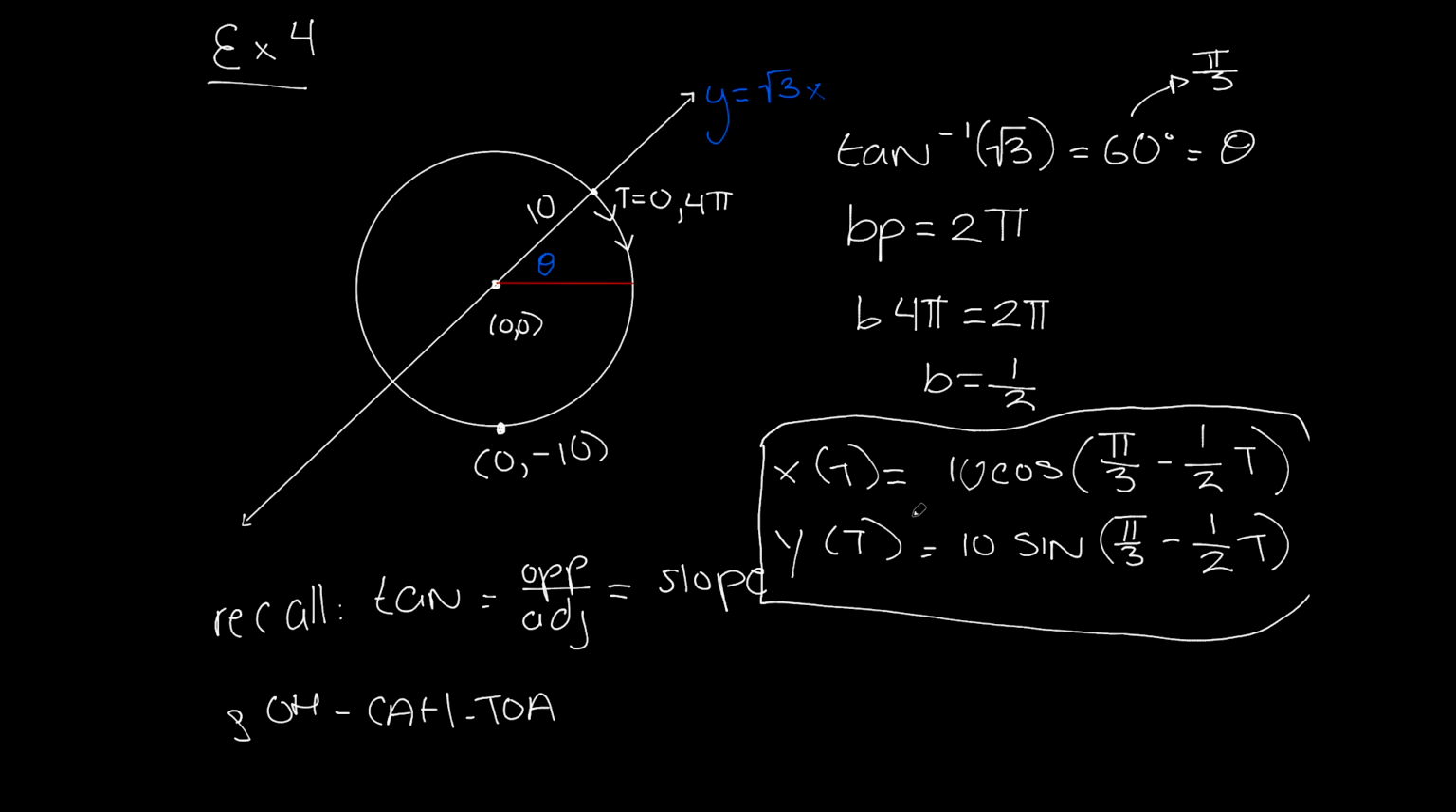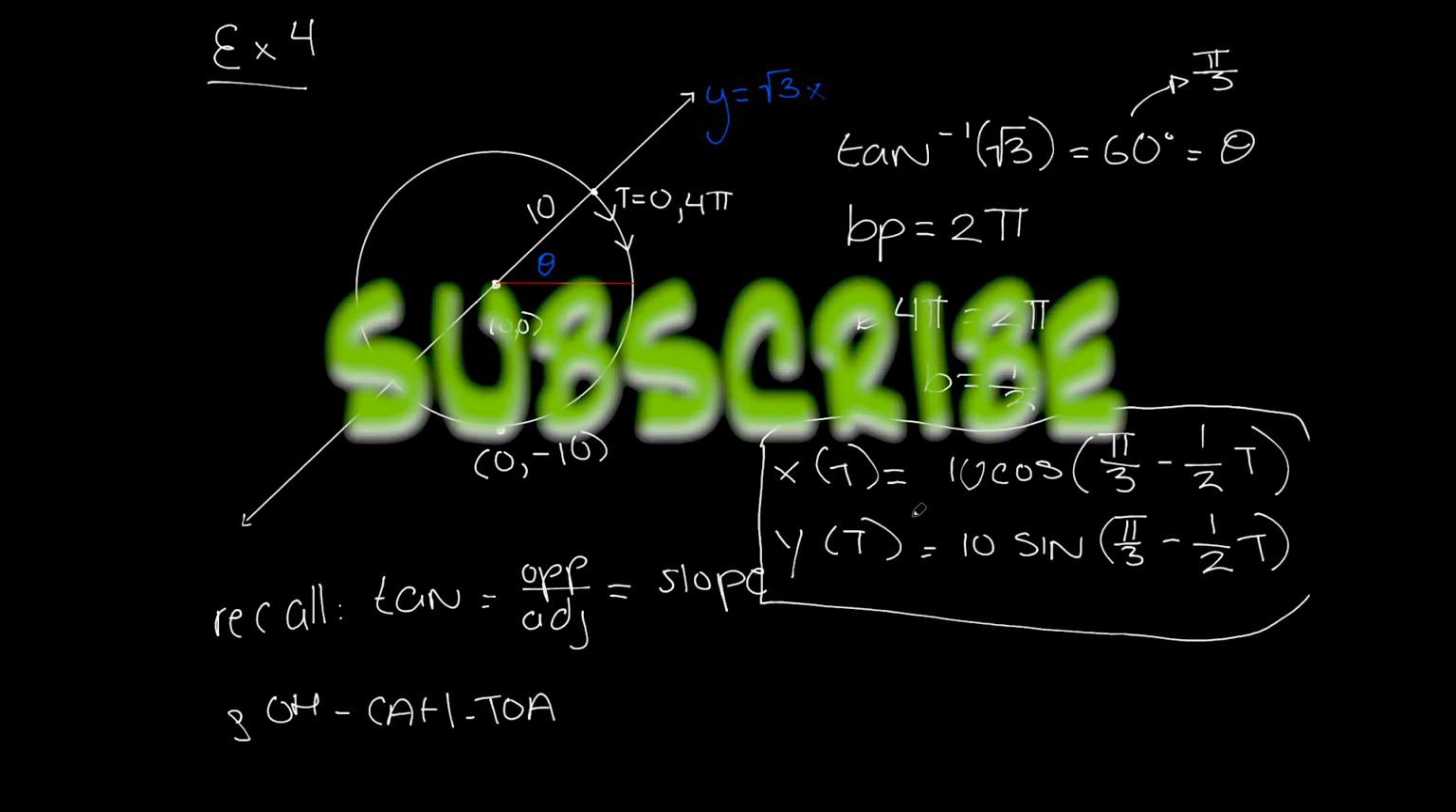In the next video, we're going to be looking at points around the circle, but instead of having constant motion, they're going to have variable motion. And they may not go around the circle completely. So we're going to look at that next time.